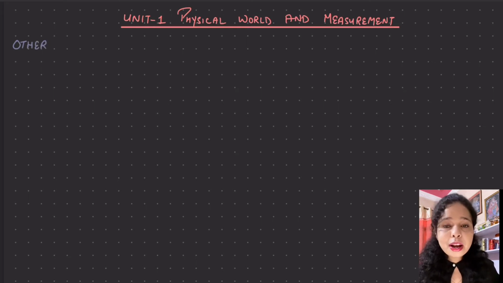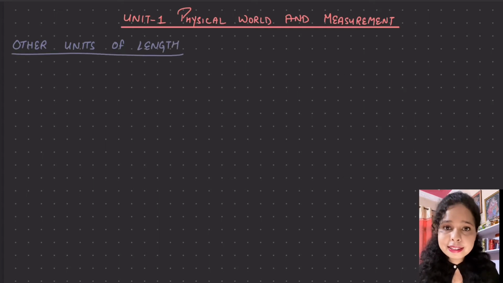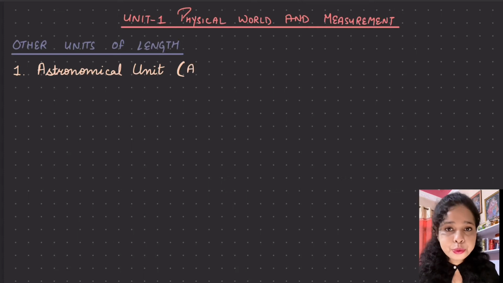So first of all, I would like to introduce the various other units of length, which are the larger units of length and are used to find astronomical distances. In order to calculate astronomical distances, we use three other, bigger units of length. The first unit of length which is used is called the astronomical unit, which is represented by AU.